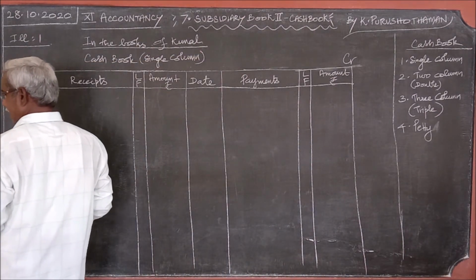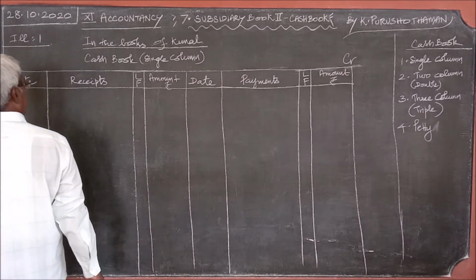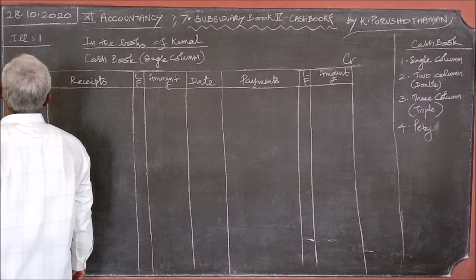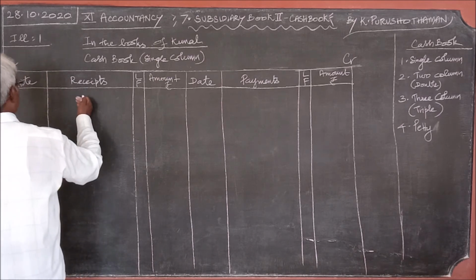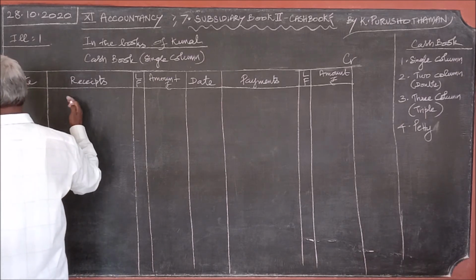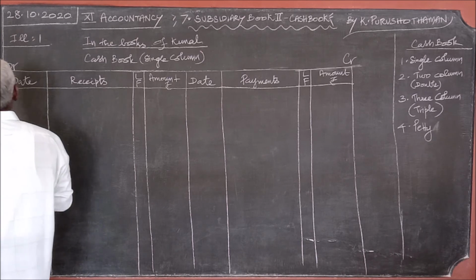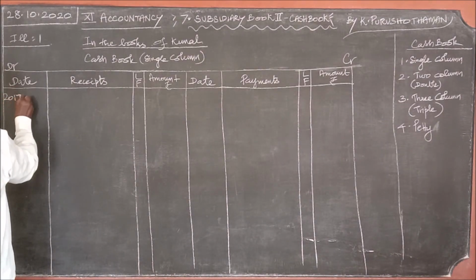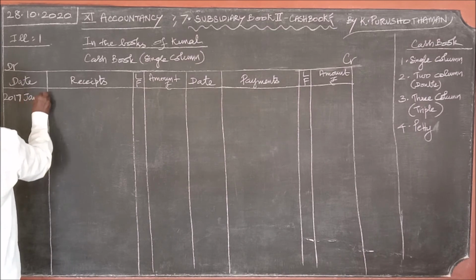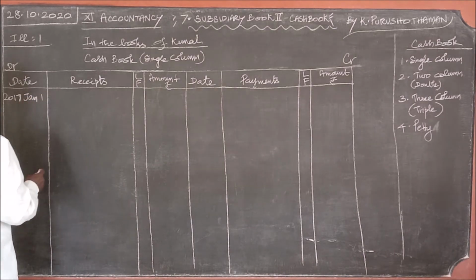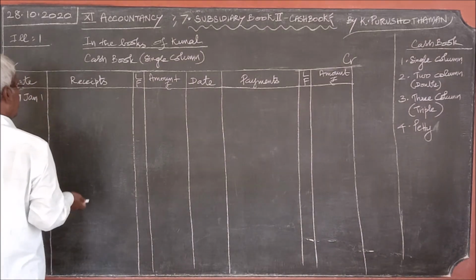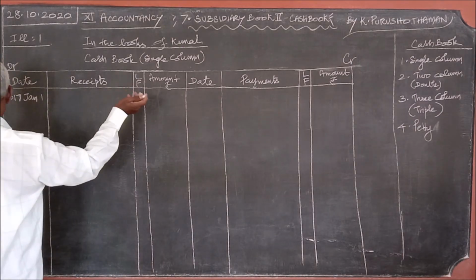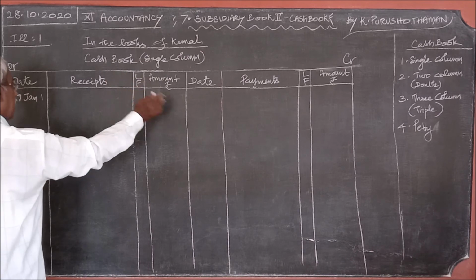Then what is given there? Cash in hand, cash at bank, all these things we can write, balance brought down. Only we should write it on the receipt side. What is the first date? 2017, January 1st. As we do in the ledger, on the debit side we write all the items with 'To', and on the credit side all the items with 'By'.